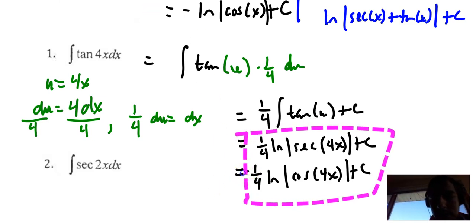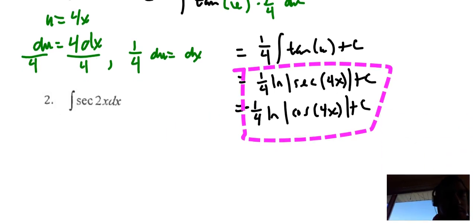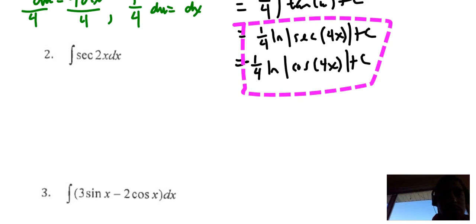Alright, for the next one, secant of 2x. Same thing. Let's do a u sub. So let's do a u equals 2x.